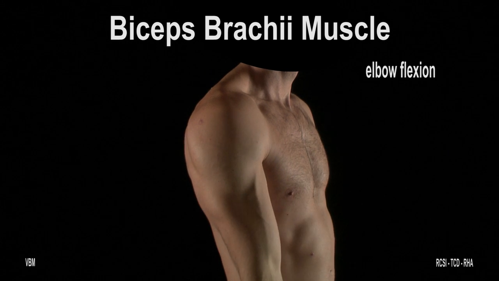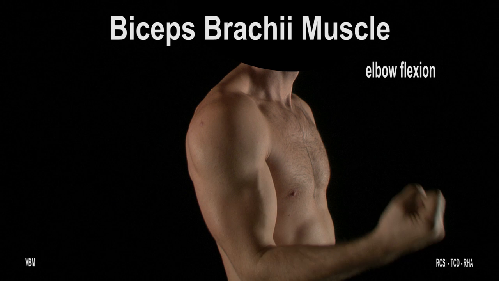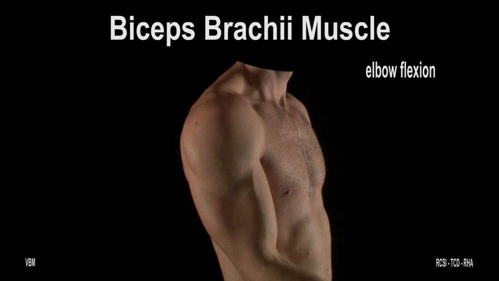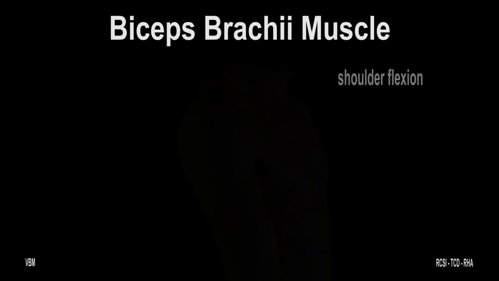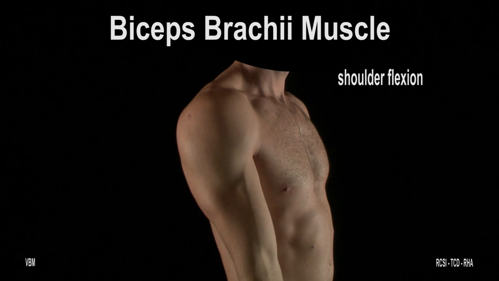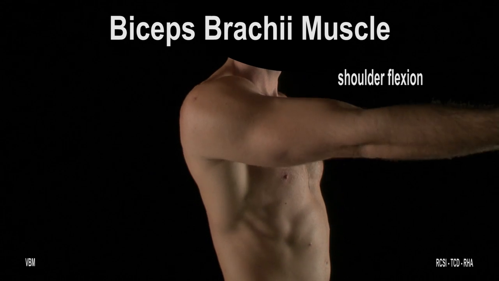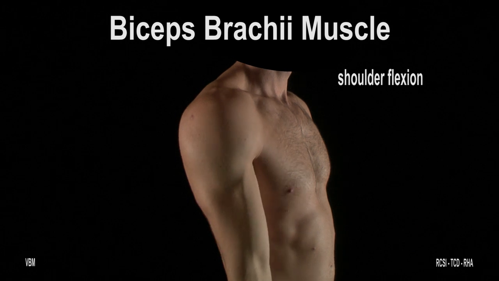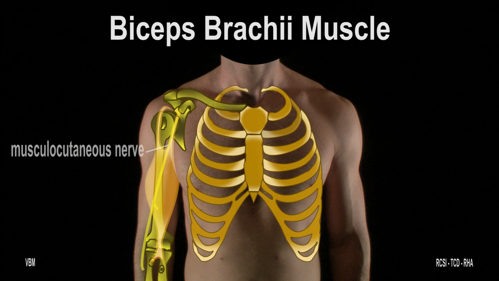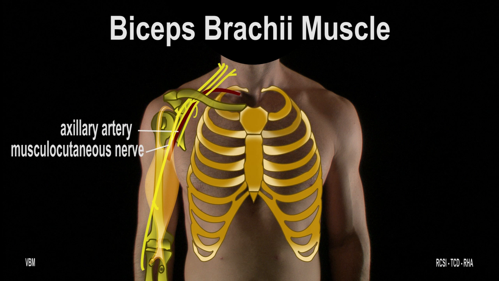Note, the biceps brachii muscle supinates most effectively when the elbow is flexed. It also weakly flexes the shoulder. The musculocutaneous nerve that originates from the lateral cord of the brachial plexus innervates the biceps brachii muscle.